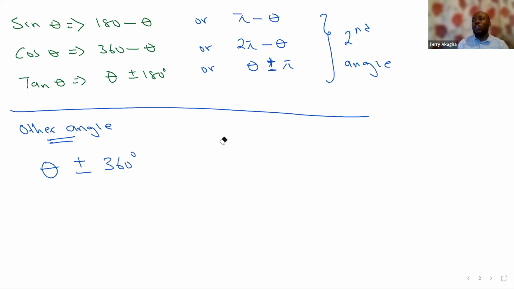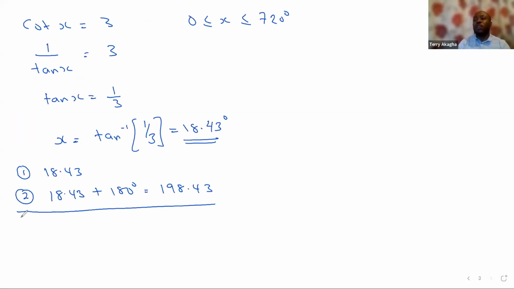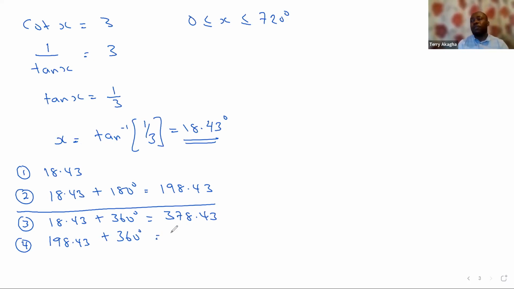And please, make sure you review the videos on this. So we've gotten the first angle and second angle. Now to get the third angle, we add 360. So it's 18.43 plus 360, and that should give you 378.43. To get the fourth angle, you add 360 to 198.43, and that will give you 558.43. Okay, and that is that.